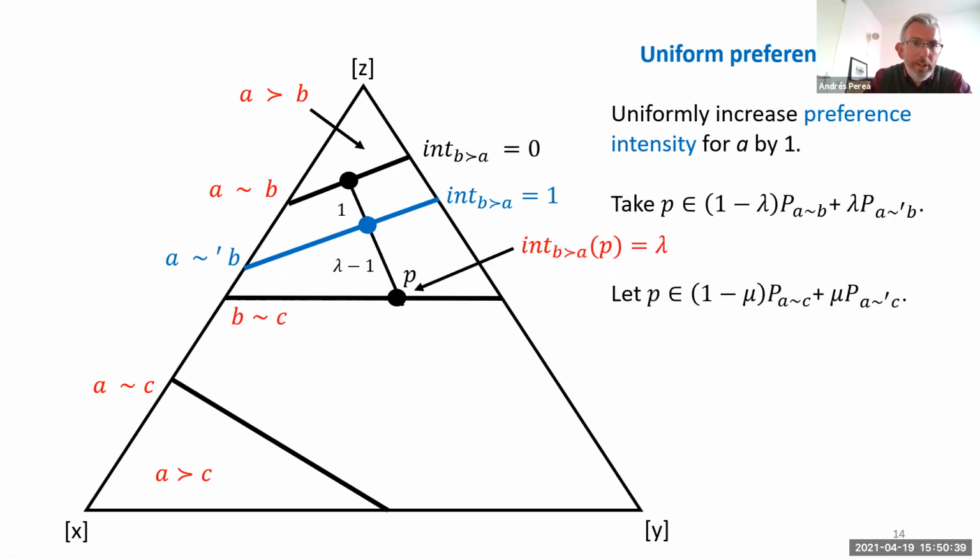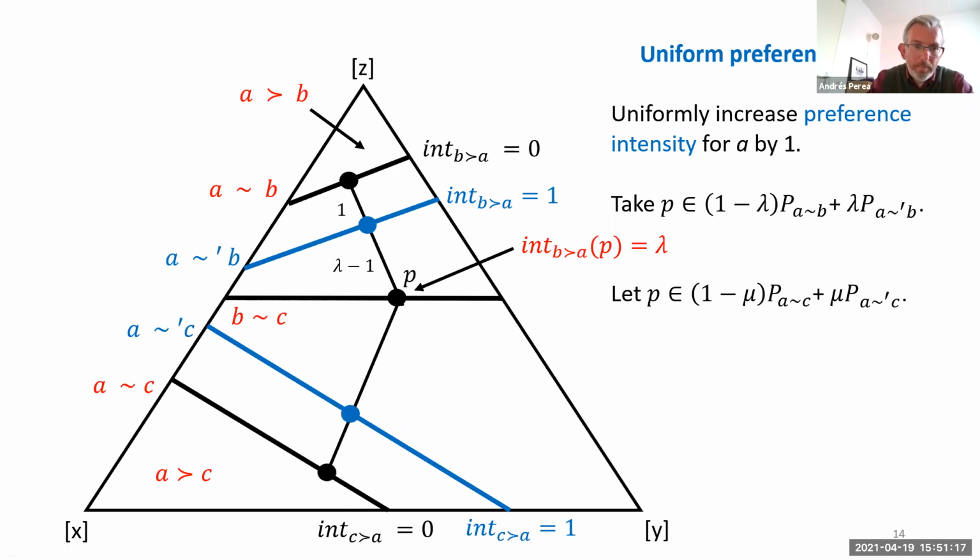So here I'm actually assuming that preference intensity is linear in belief. Now we can do the same when looking at the ordered act C. Suppose that for the ordered act C, we also have a new line where you are indifferent between A and C under the new conditional preference relation, where you have uniformly increased the preference for A. Now, suppose that P can be written as 1 minus mu times a belief on the black line, plus mu times a belief on the blue line. So we have something like this.